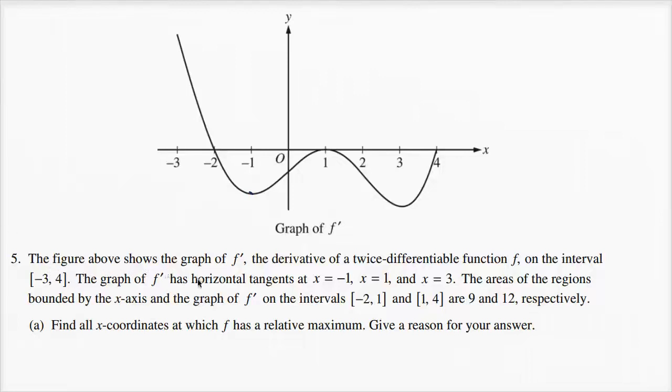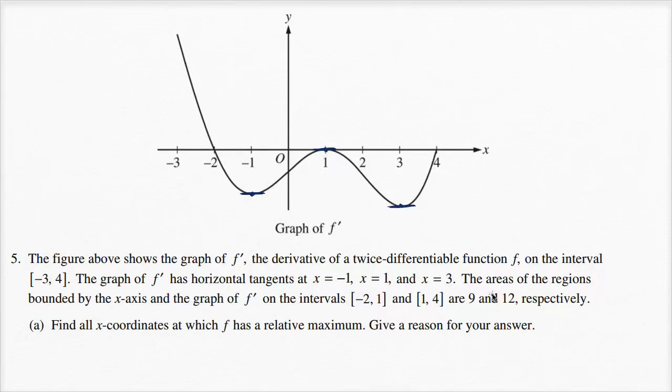The figure above shows the graph of f prime, the derivative of a twice differentiable function f, on the closed interval from -3 to 4. The graph of f prime has horizontal tangents at x equals -1, x equals 1, and x equals 3. So you have a horizontal tangent right over there, a horizontal tangent right over there, and a horizontal tangent right over there.